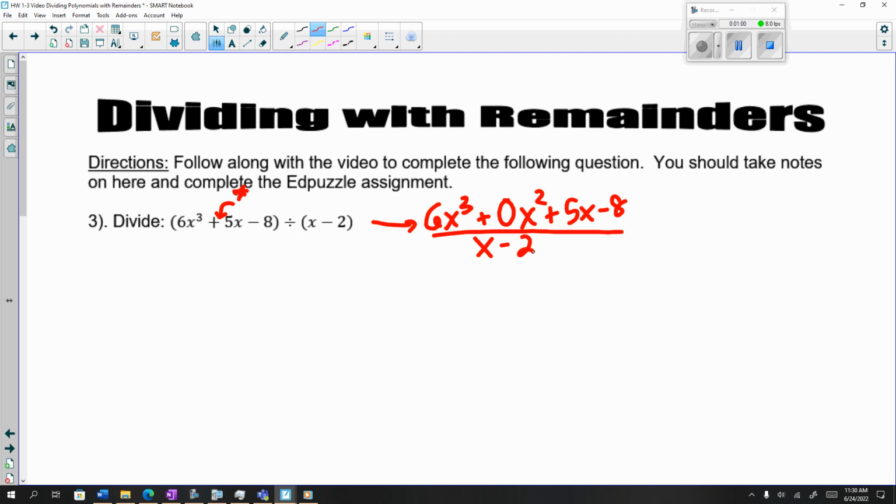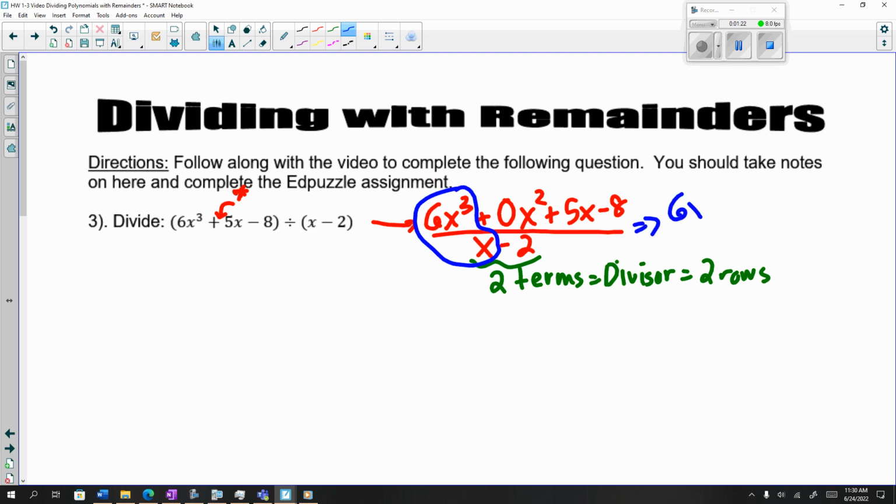Now, the first thing I do is look at what I'm dividing by, which is called my divisor, and I see that there are 2 terms in my divisor. So that tells me that I'm going to have 2 rows for my table. And then the next thing I do is predict what my quotient is going to be. So I take my 2 leading terms, which are 6x cubed and x, and when I divide that out, I'm going to get 6x to the second power, which is called a quadratic. So my predicted quotient will be a quadratic answer.